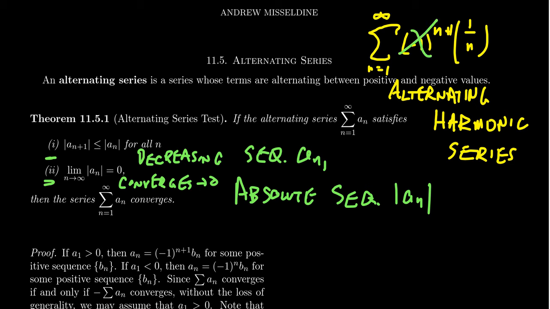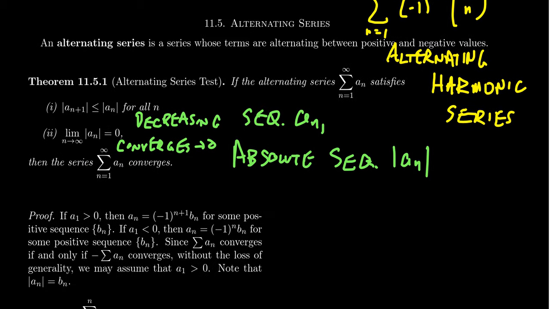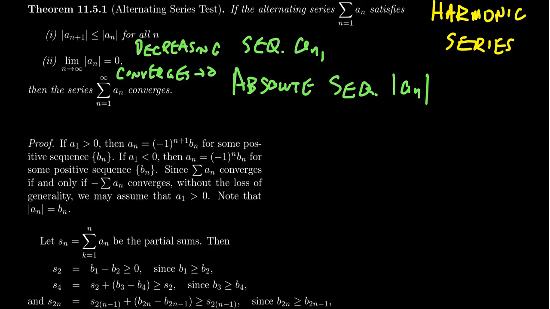Now, if these two conditions are satisfied, that is, if you ignore this alternating factor of negative 1, the absolute sequence in this situation would be the harmonic sequence. Ignoring the negative signs, does that sequence decrease towards 0? If so, that tells us that the alternating series will be convergent. Those are some very nice conditions to look out for. And so let's see some arguments. Let's see some evidence.